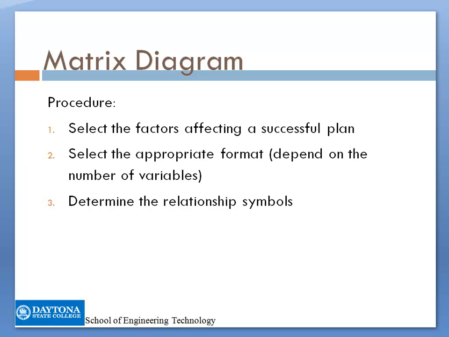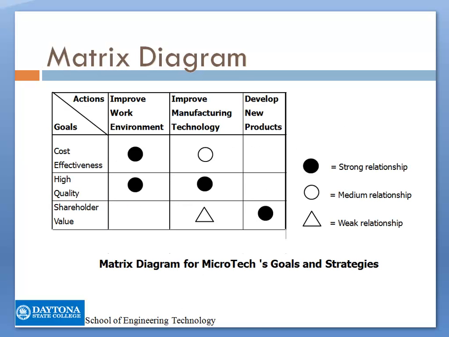If you have 2 variables, you can use the L-shaped, and this is the one that we're going to be using in this chapter. If you have 3 variables, you can either use the T-shaped, the Y-shaped, or the C-shaped. And if you have 4 variables, you can use the X-shape. The steps to build it: you have to select the factors affecting a successful plan. Then you select the correct format, and this will depend on the number of variables, and then you determine the relationship symbols.